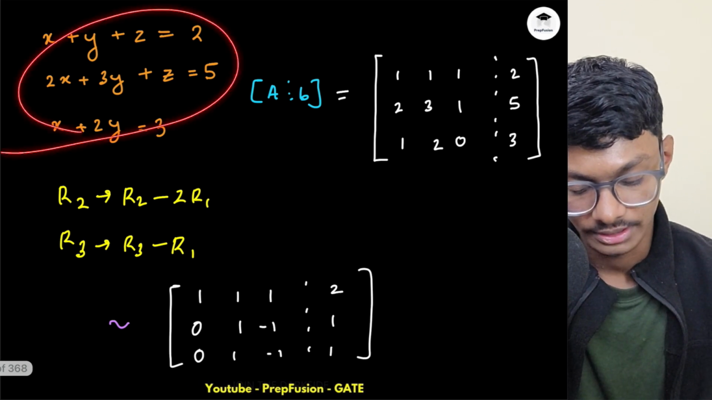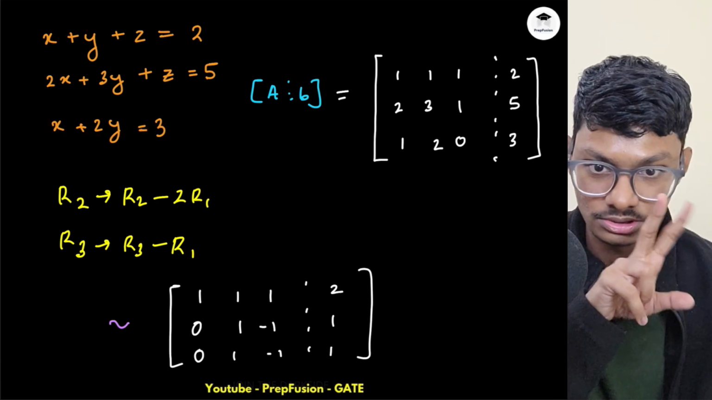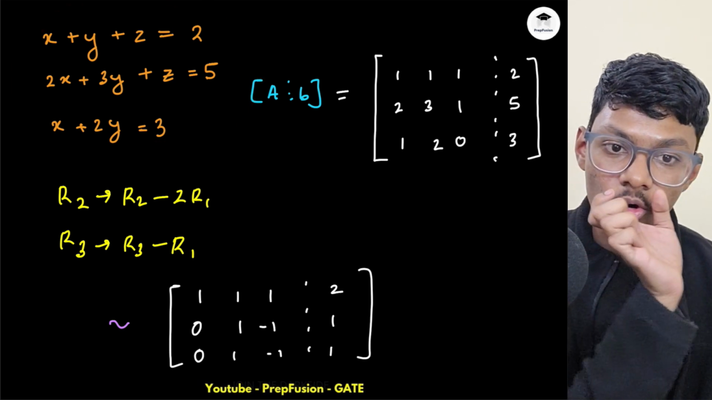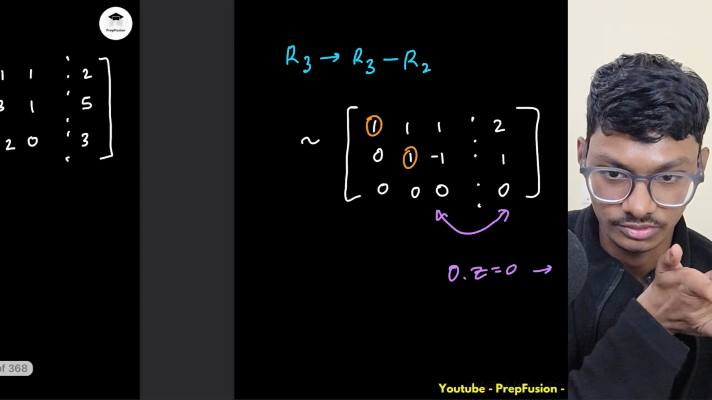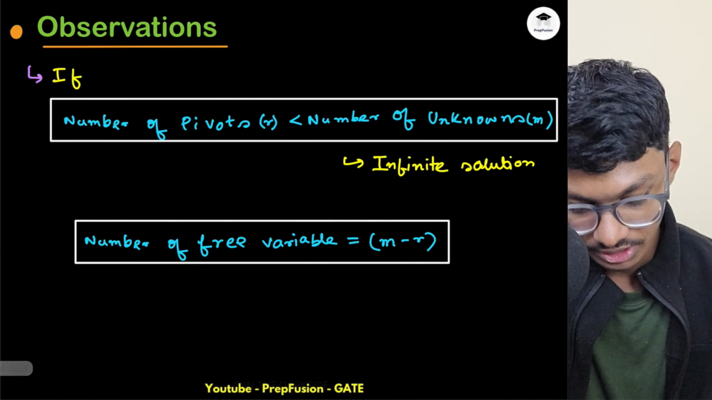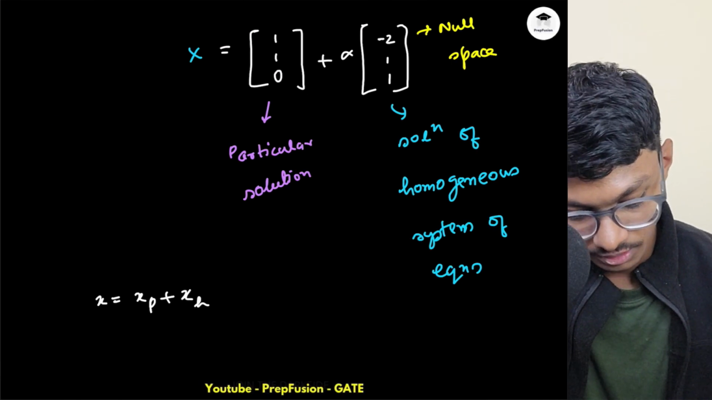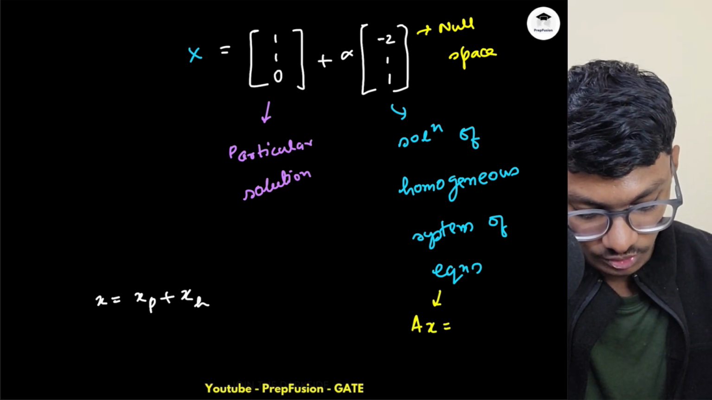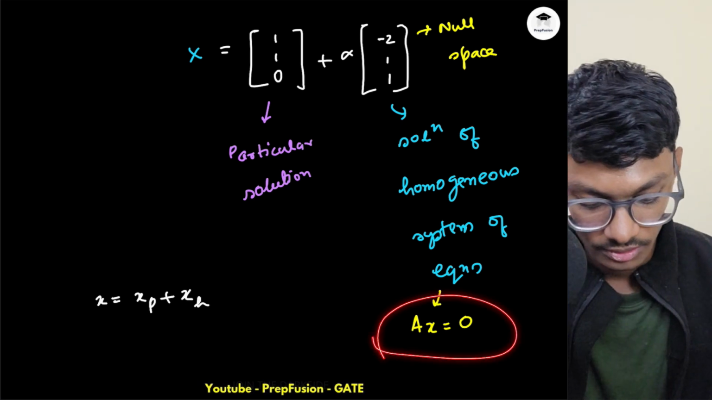That is why this is a particular solution, because if I put just 1, 1, 0, they are all satisfying. Now, what do you mean by a homogeneous system solution? A homogeneous system is when the constant matrix is 0. The constant matrix is made 0. So, B matrix is made 0. Basically, it is a solution for Ax equals 0. Okay? For Ax equals 0.